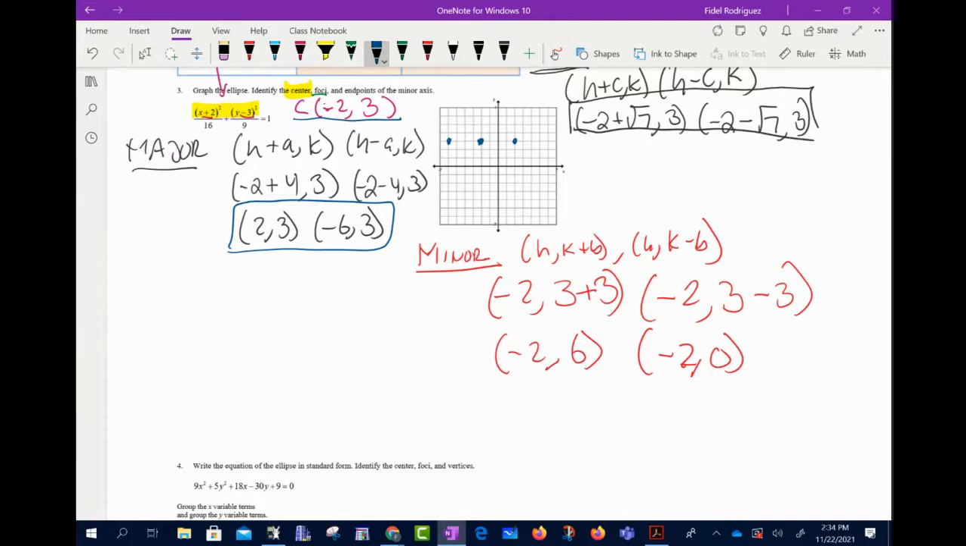And then let's go ahead and plot the vertices on the minor axis. So negative 2 and 6 is 1, 2, 3, 4, 5, 6 up here. And negative 2 and 0 is right over here. And then again, all I'm going to try to do, y'all, is draw this as nicely as I can. It's probably not very nice, but you kind of get the idea. Looks like a little boulder.